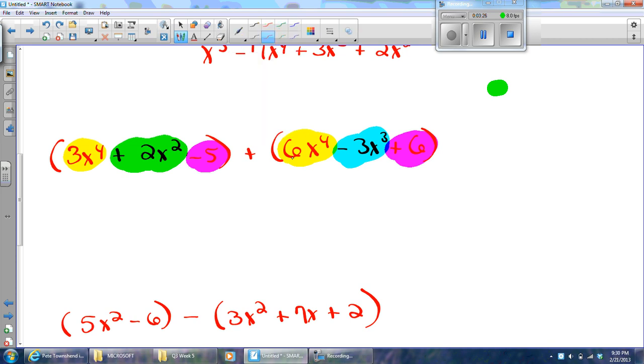Looks like x to the 4th is my highest power. 9x to the 4th. X cubes, I've got negative 3x cubed. X squareds, 2x squared. And then negative 5 plus 6 is positive 1. And so my answer was a polynomial.